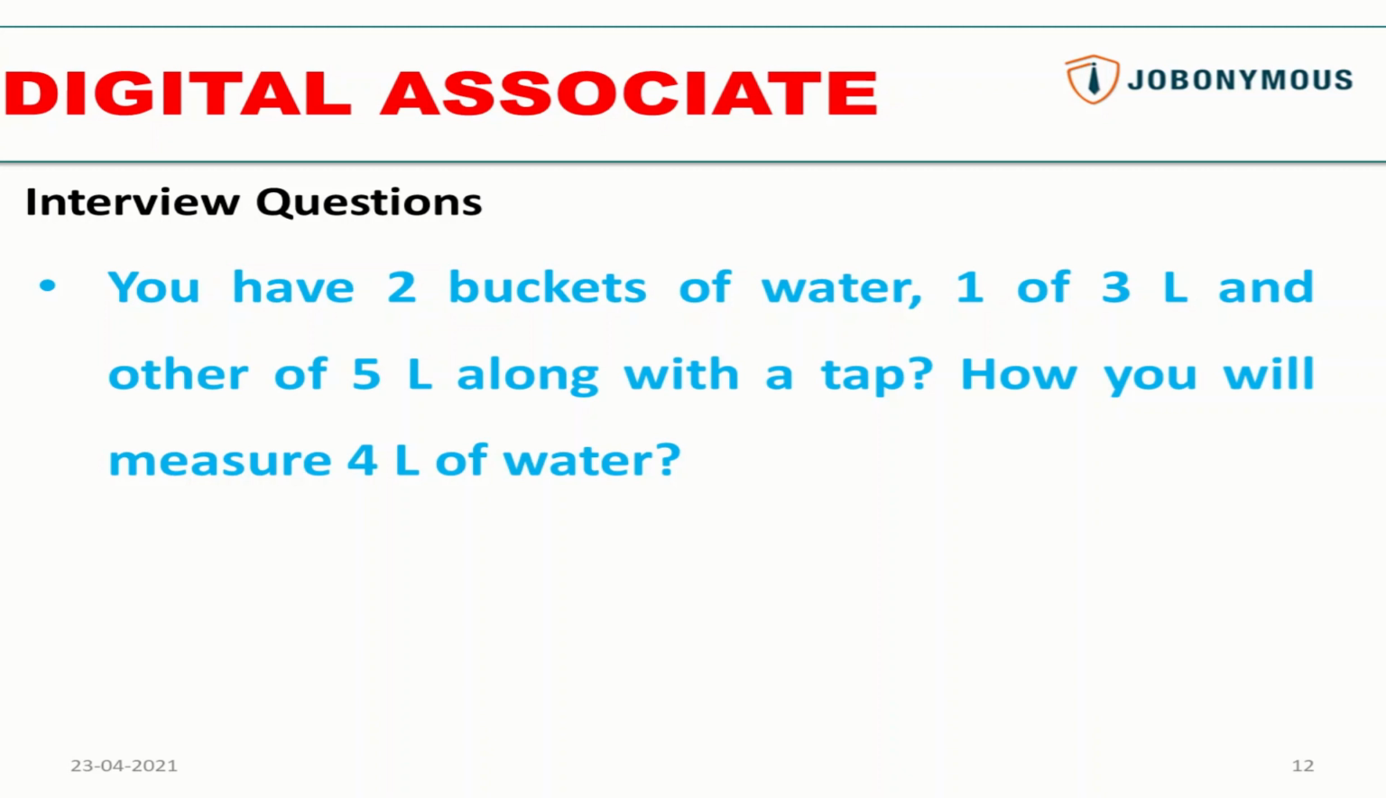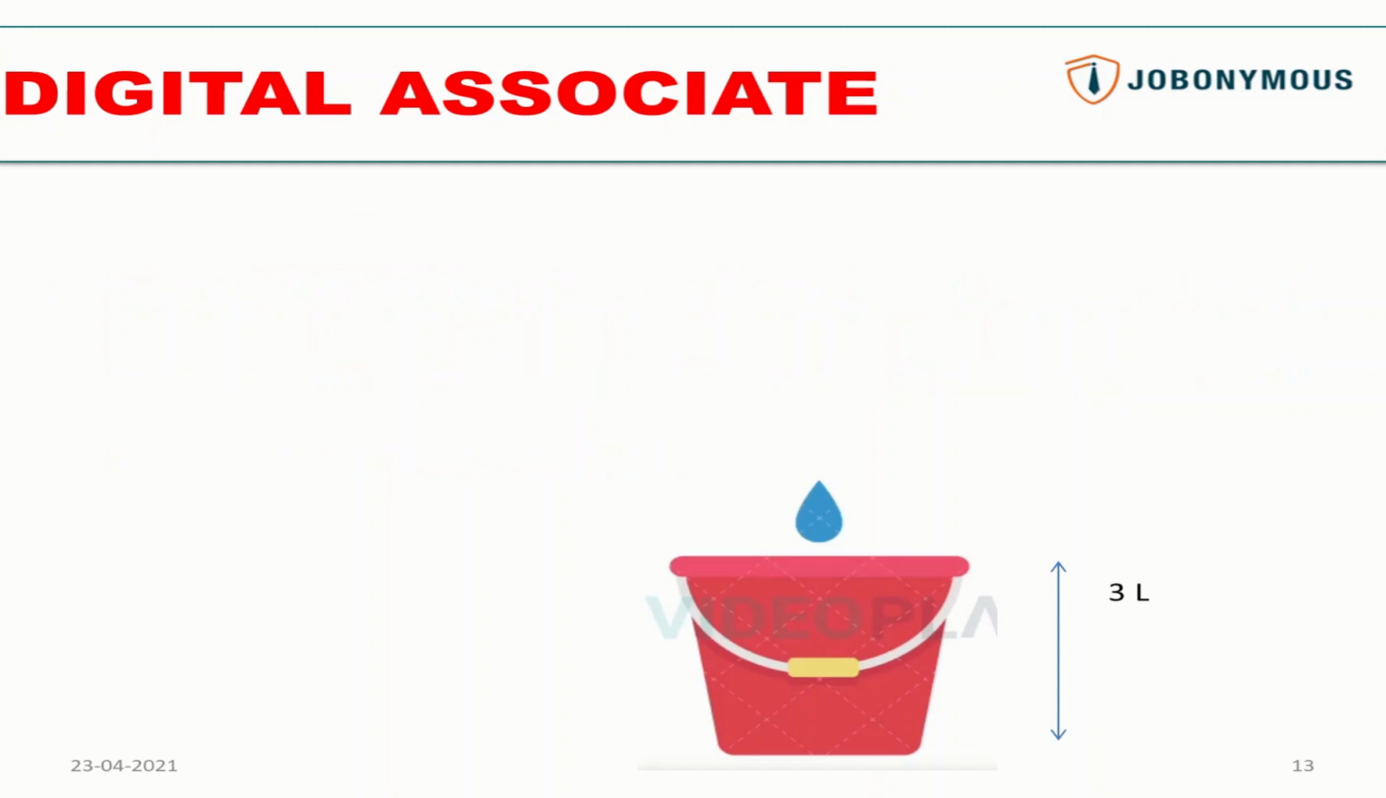So friends, a good way of solving this question is first think about the end result. The end result that you want to achieve is to measure 4 liter of water. Now, how can you measure 4 liter of water with 3 liter and 5 liter buckets? Of course, you can measure 4 liter water only in a 5 liter bucket because it will not fit in a 3 liter bucket. So your end result is that you need to have 4 liter water in the 5 liter bucket. So for that you will use the 3 liter bucket. So first of all, you will fill the 3 liter bucket with the tap.